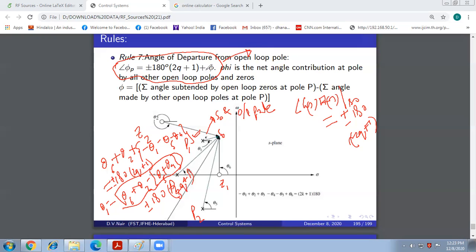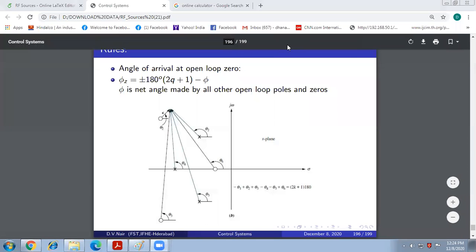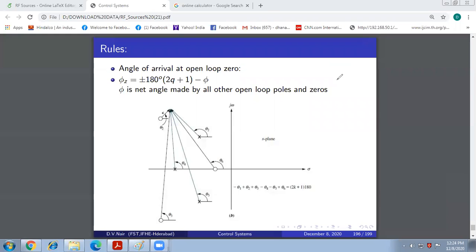The angle of departure can be found out with this particular expression, where phi is the net angle contributed at the pole by all other open loop poles and zeros, right? So we have seen this in our last class, and we have now summarized that into a relation expression that is given here, right, under rule 7. So that talks about angle of departure. In a similar way, we can also talk about angle of arrival, right, at an open loop zero?